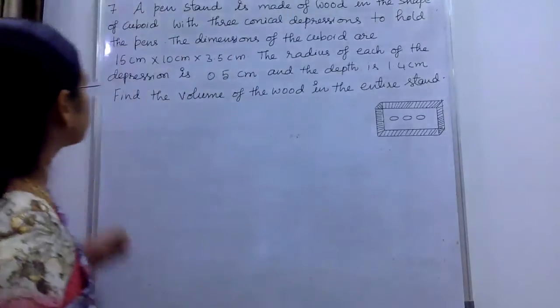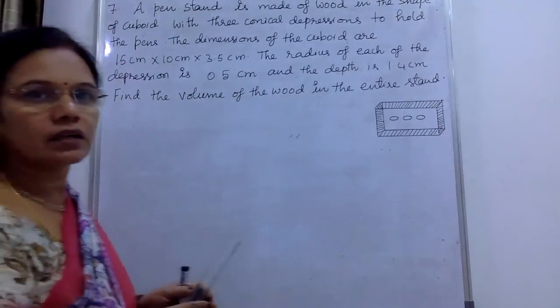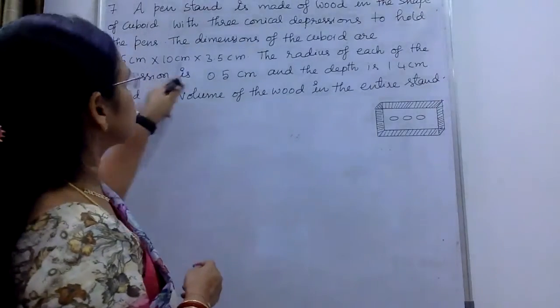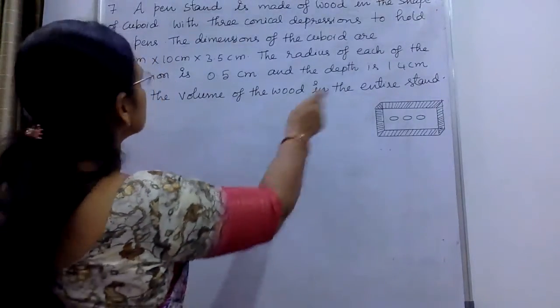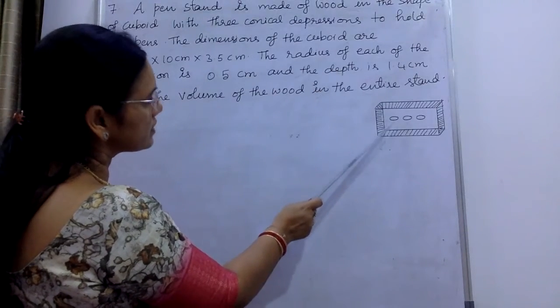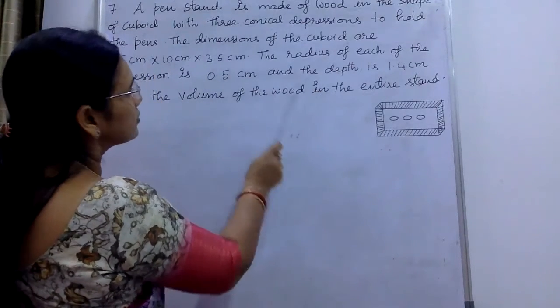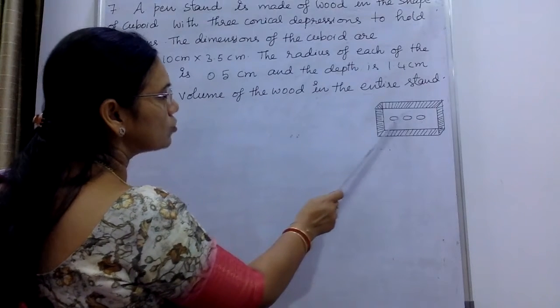Okay, children, let us take another problem, that is problem number 7 from exercise 10.3. See here a pen stand. There you can observe a pen stand, and it is made up of wood. It is in the shape of, can you observe the shape here? Yes, it is cuboid, and there are some depressions. 3 depressions are there to hold pens.